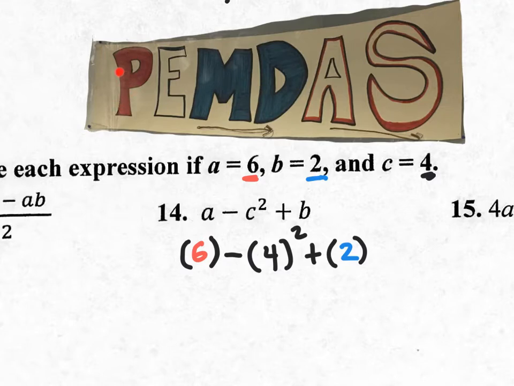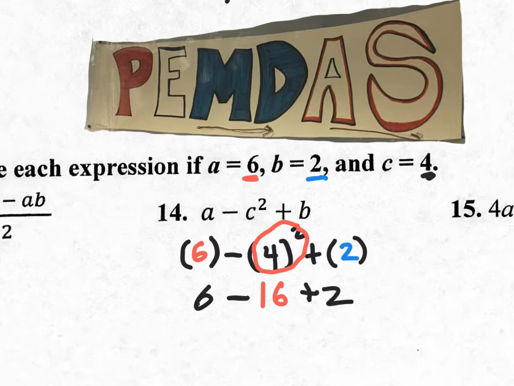Are there parentheses? Well, yeah, there's parentheses, but there's nothing to do inside the parentheses. So we move on to exponents. And we do have exponents. We have 4 squared. What's 4 times 4? 16. So I'm going to write down 16 and I'm going to bring down the rest. Now, I don't really even need parentheses around this 6. I'm just going to bring down the 6. I'm going to bring down the minus. I don't even need parentheses around this 2 either. I'm just going to bring down plus 2.